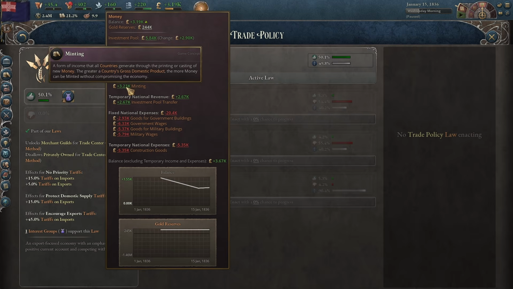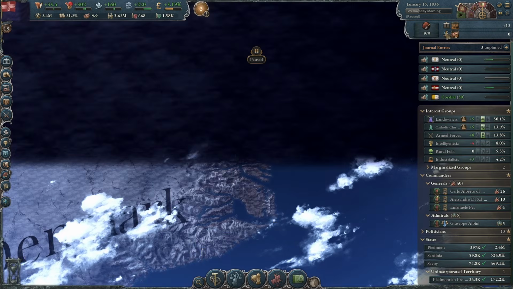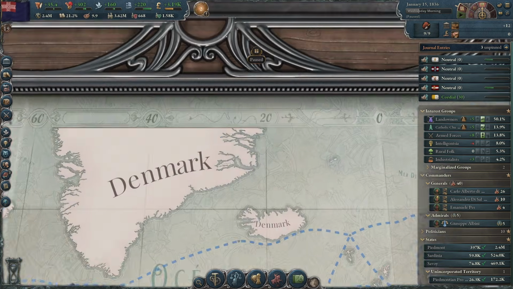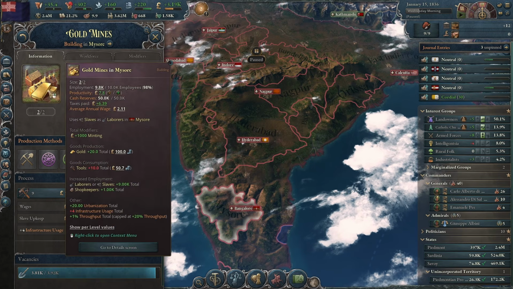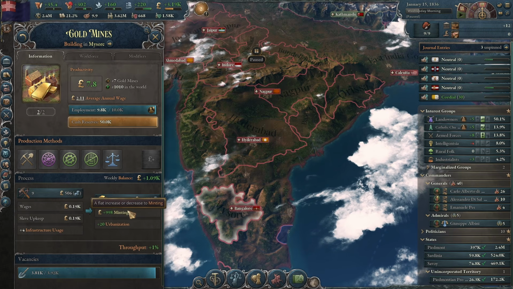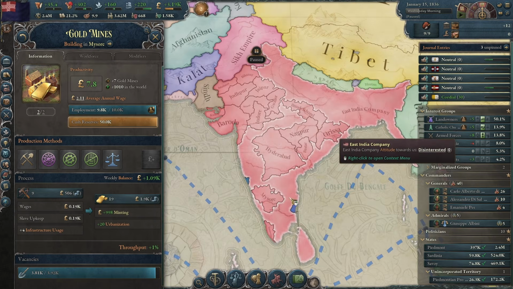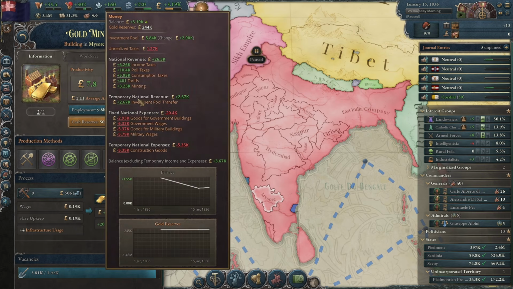Minting is one of these things that's going to depend an awful lot on what sort of society you have. Minting comes from your GDP, but it also comes from gold if you have access to it. Gold is a special resource in Victoria 3 that generates minting just flat to you, no matter if it's incorporated or unincorporated, doesn't matter, here's money. But it doesn't scale particularly well.